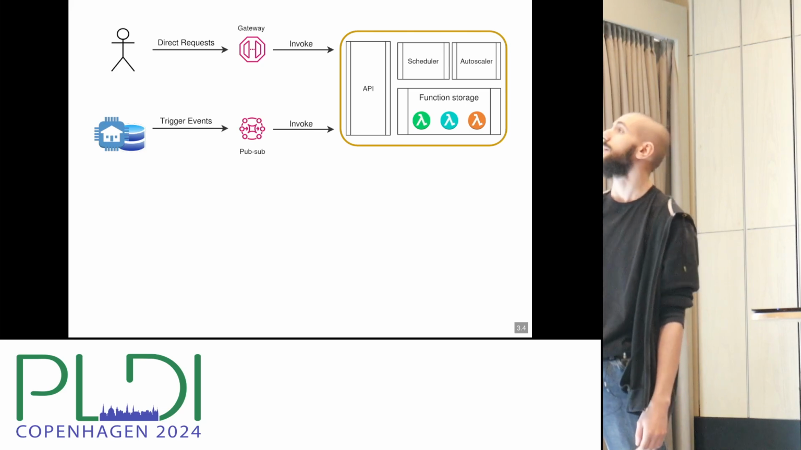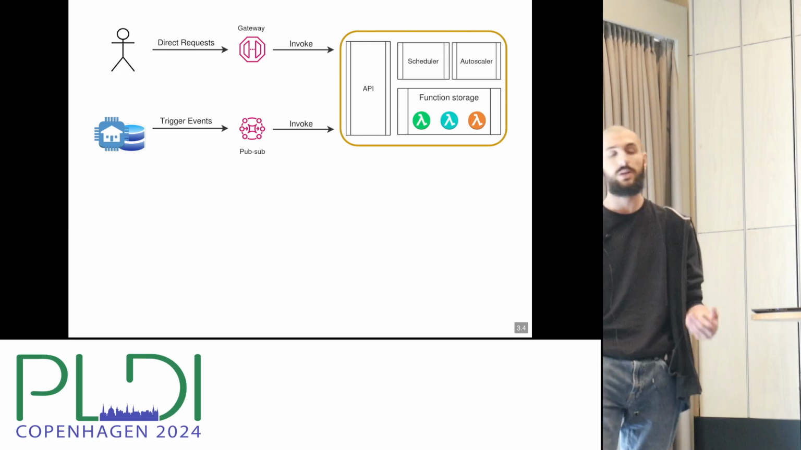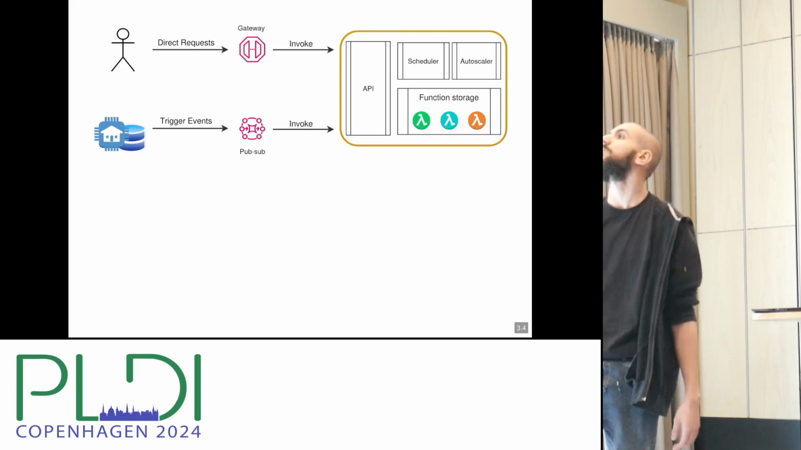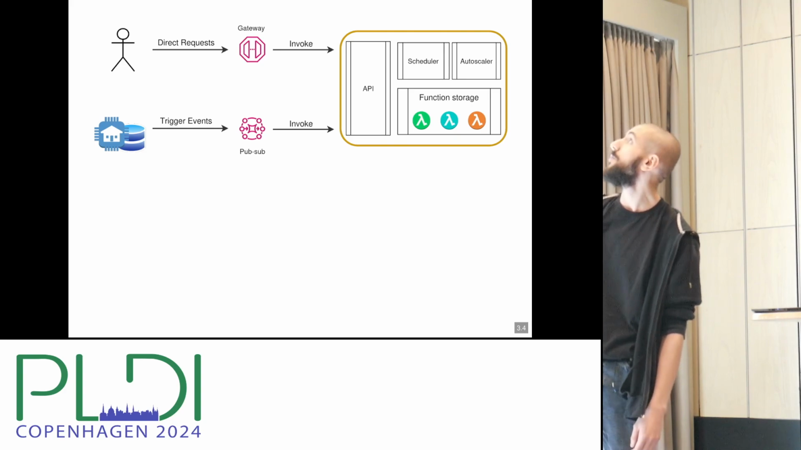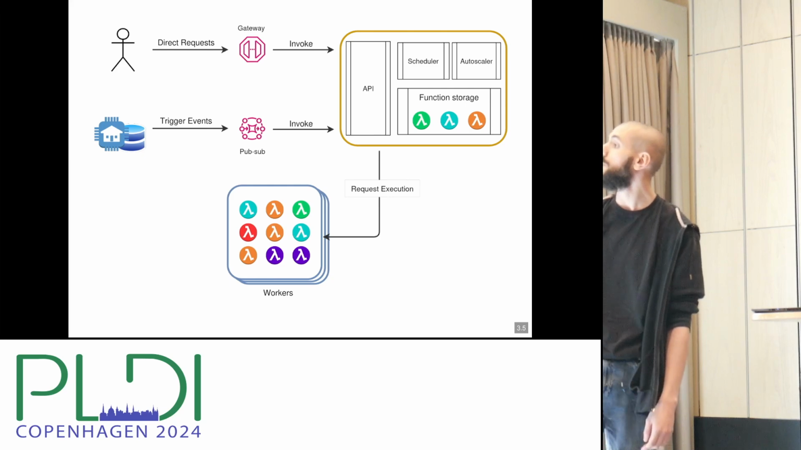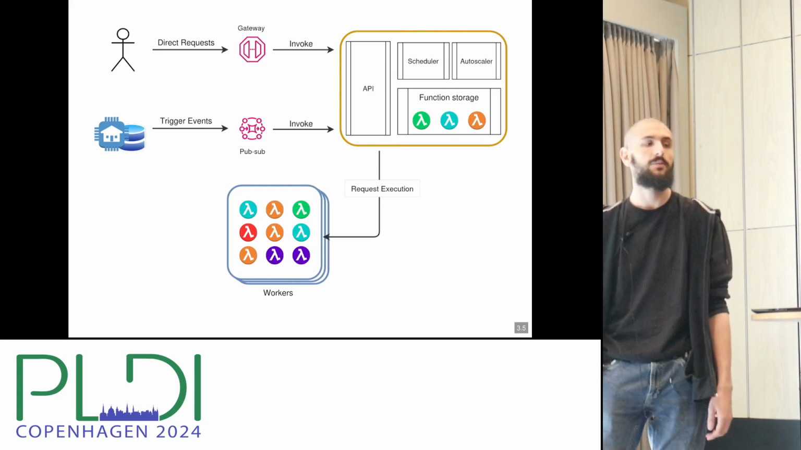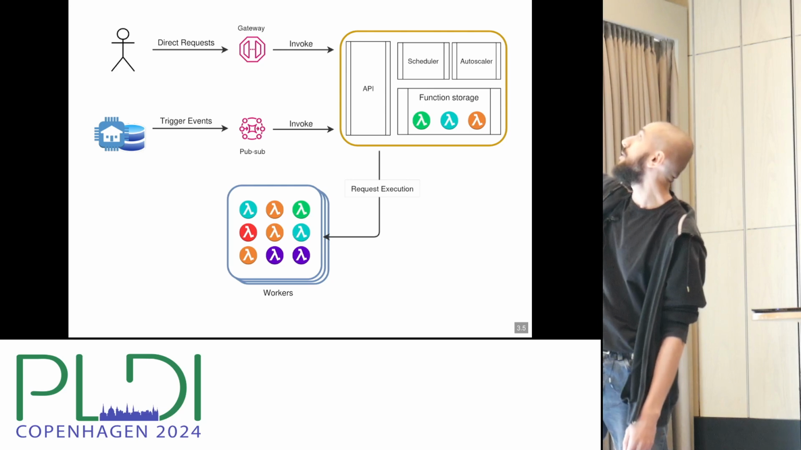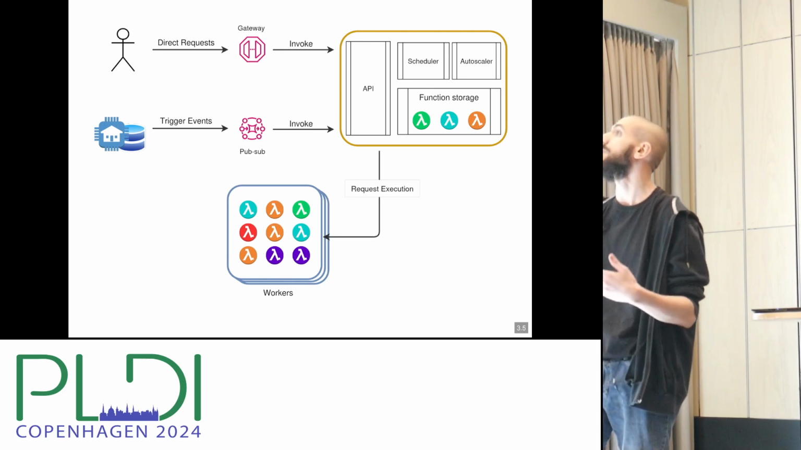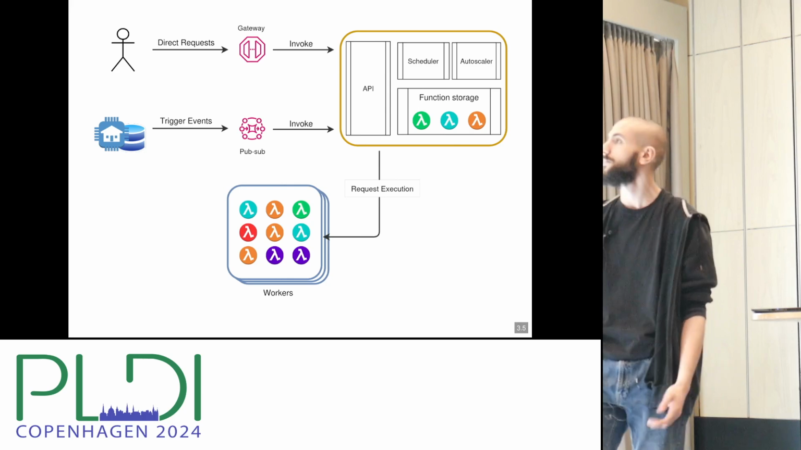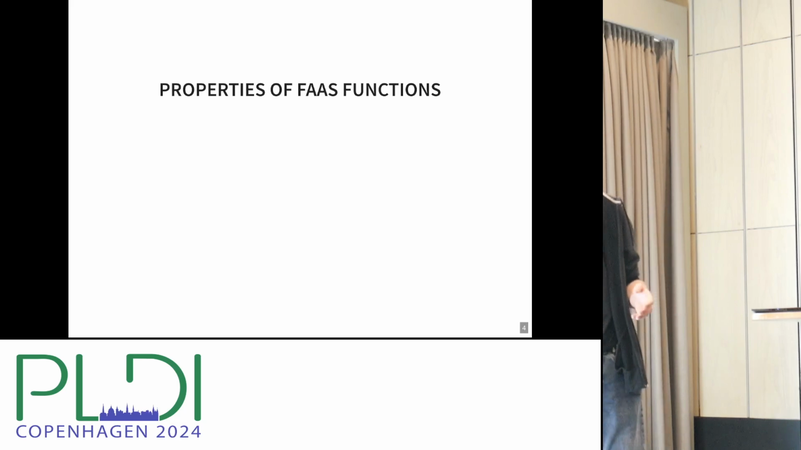Or you can link the invocation of the function to some trigger events. So for example, the insertion of a file in a database or some event produced by an IoT device. Now, when the actual invocation happens, the platform asks the scheduler to find a suitable worker, where workers are the nodes that actually host the functions, to run the function itself. While the autoscaler handles the problem of spawning enough replicas of the functions to satisfy the load of requests that it's going to receive. Now, functions that are developed in this paradigm have several properties.